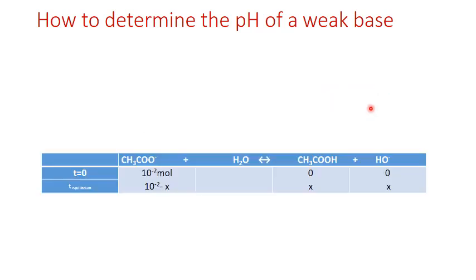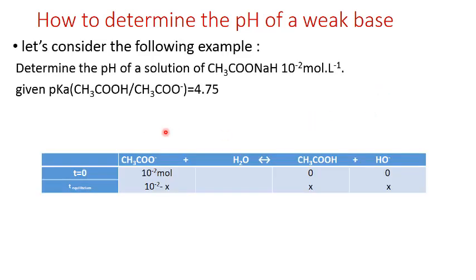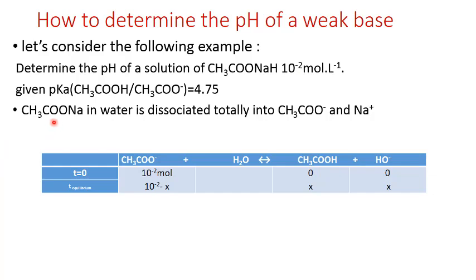Now, in the same way, we consider a solution of CH3COONa, which is 10 to the power minus 2 mol L minus 1. Pay attention that CH3COONa in water is dissociated totally into CH3COO minus and Na+. Na+ is nothing, as it doesn't exist in the medium for us. So we care about this one that will act as a base in water. How? By accepting H+ from water, giving CH3COOH.